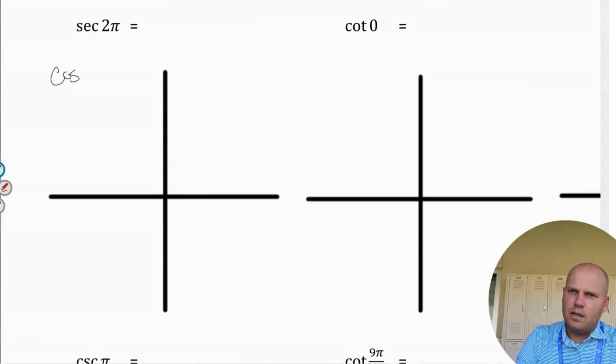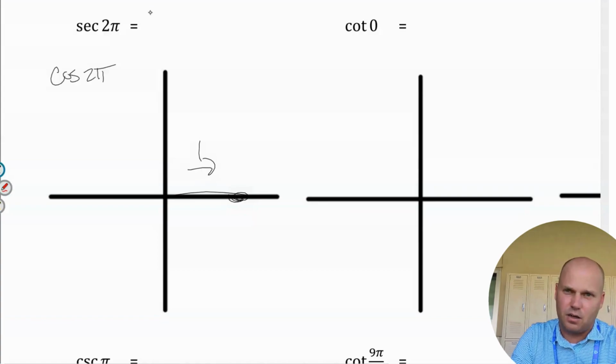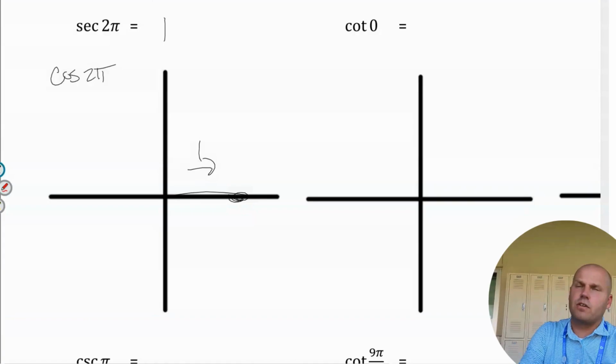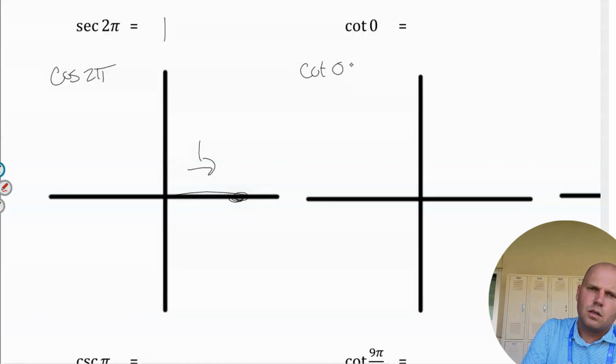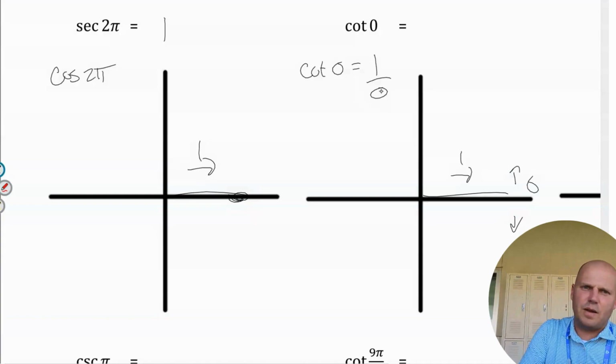Cosine of 2 pi, flipped. I know the cosine of 2 pi is 1 because I go to the right 1, but I don't go up or down at all. Flipped is 1. Adjacent over opposite of 0. The adjacent is 1. The opposite is 0. Adjacent over opposite. Can you divide by 0? No, you can't. It's not defined.